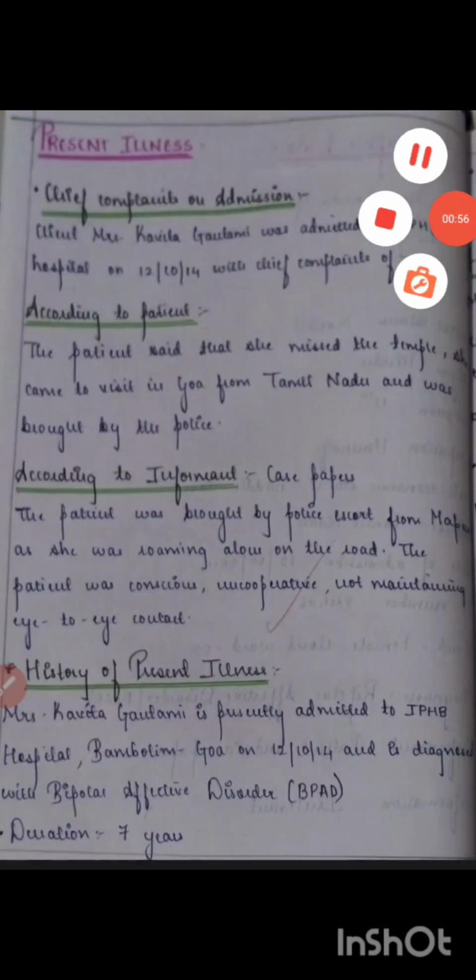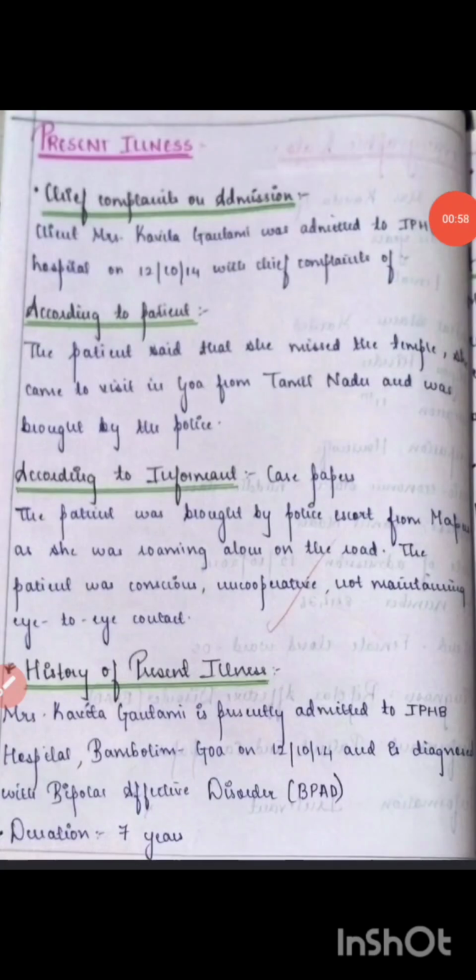Okay, so in this you'll have to mention the chief complaints on admission. So when they were admitted, what were the complaints? First you'll have to write according to the patient what was the complaint, and then according to the informant why she was brought to the hospital, that has to be mentioned. Okay, then comes the history of present illness. So you'll have to mention now what she is suffering from.